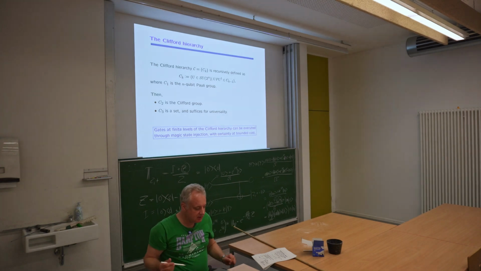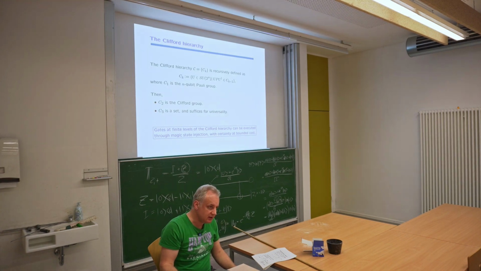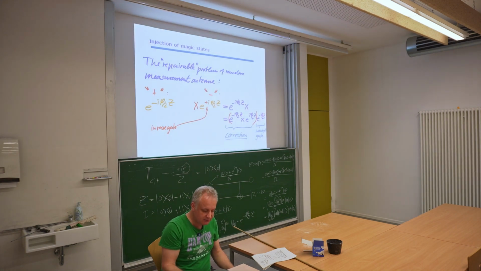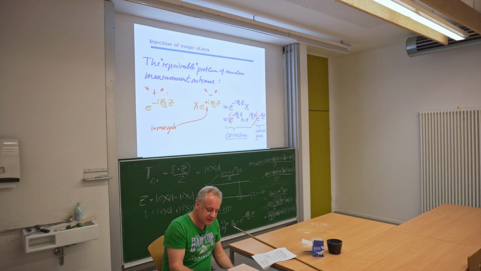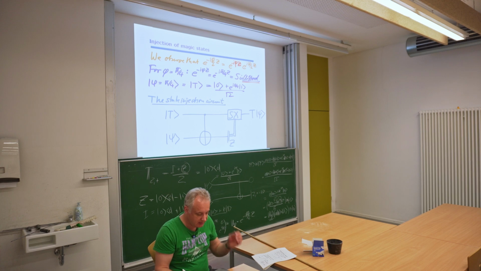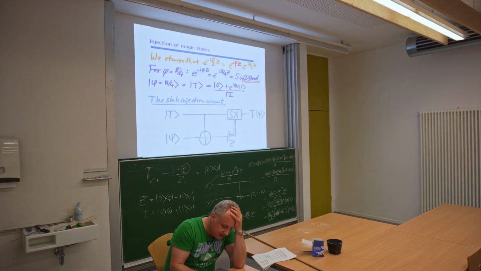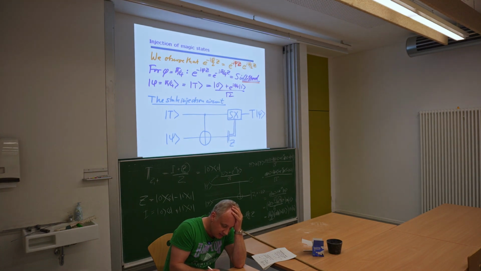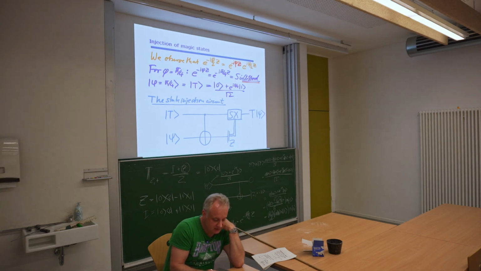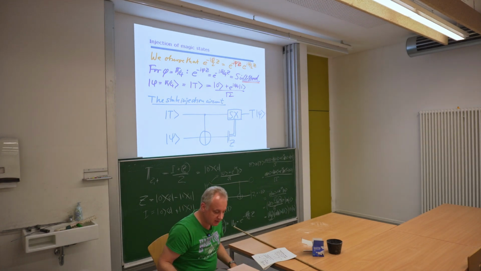Okay, and we can show that gates at finite levels of the Clifford hierarchy can be executed through magic state injection with certainty at bounded cost. This is basically what we've seen. For example, we have seen it here for the special angle phi equals pi over 4. What you want to do is the T gate. Sometimes after the measurement you don't have it yet, and you need to do a correction, and that correction is Clifford. So this is how you get to the third level of the hierarchy.